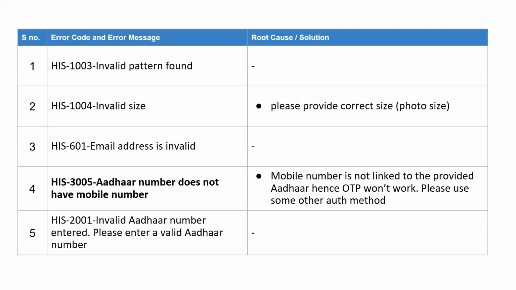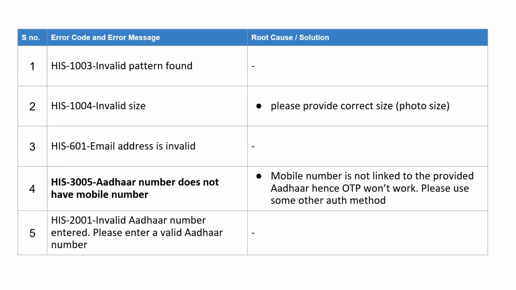Apart from that, this is also HIS 1003. Invalid pattern means that we have a pattern for anything, for example email. Suppose you are passing an email address, an email has a pattern like at the rate gmail.com. If you are not following the pattern, you will get the error. Same thing, invalid size: in case you are creating a PHR address, the minimum is 4 characters, so you need to pass at least 4 characters, otherwise you'll get the invalid size error. The same thing with 601, this email address is not valid.